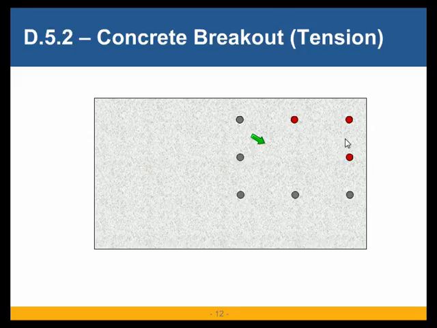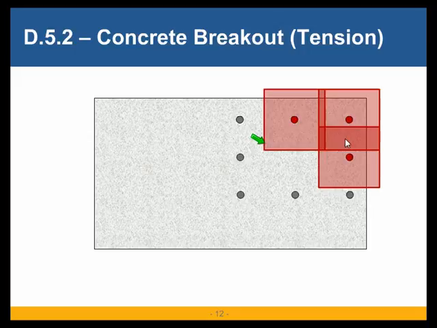So in our case, the anchors could have breakout surfaces like this. Of course, the part that is falling outside the concrete, we neglect that part. We exclude them. But inside, individual breakout surfaces could overlap. Then this is the net breakout surface that we use for concrete breakout analysis under tension.